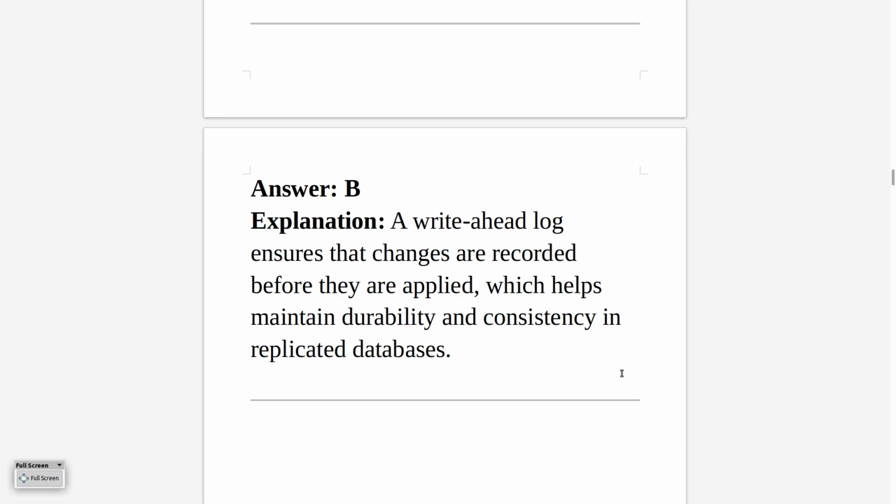Yes, indeed. It ensures that changes are recorded before they are applied. Indeed. So you write to the log before you actually even make the changes to the table. Yeah, I was correct. Which helps maintain durability and consistency in replicated databases. Indeed. I'd like to know more about this. Note to self: I need to have a look at that.